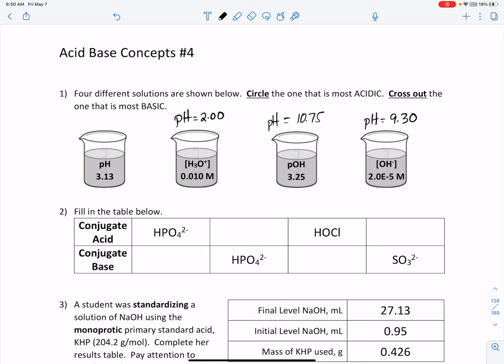Now that I see the pH values, the question becomes very simple. The one that's most acidic would have the lowest pH value, so let's circle the one with the lowest pH value. The one that's most basic or alkaline, which is another word for basic, would have the highest pH value, and we're told to cross that one out. So this one here has the highest pH value.